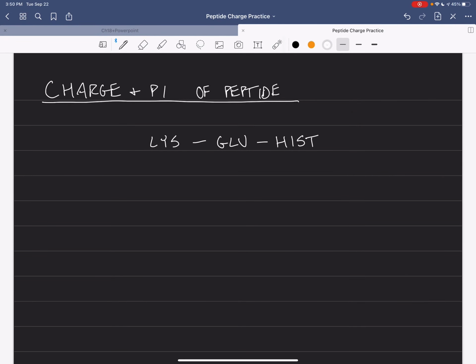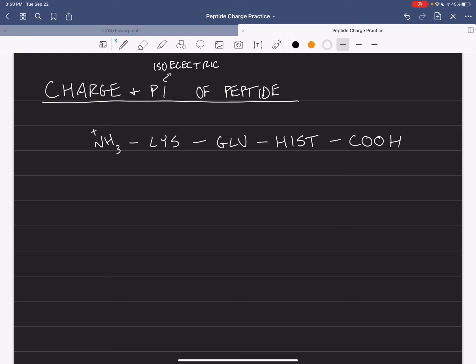Hey guys, so I'm going to show you just a little reminder of how to find the charge and the PI, the isoelectric point of a peptide. And the one we're going to use here is Lys-Glu-His. And just remember, we have our terminuses here.